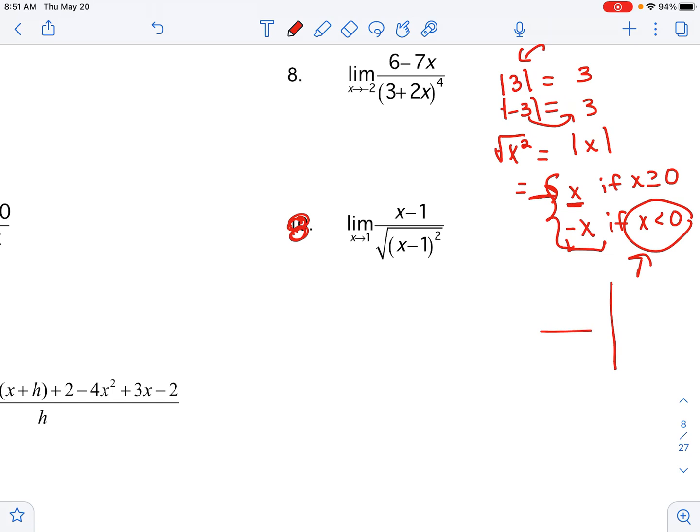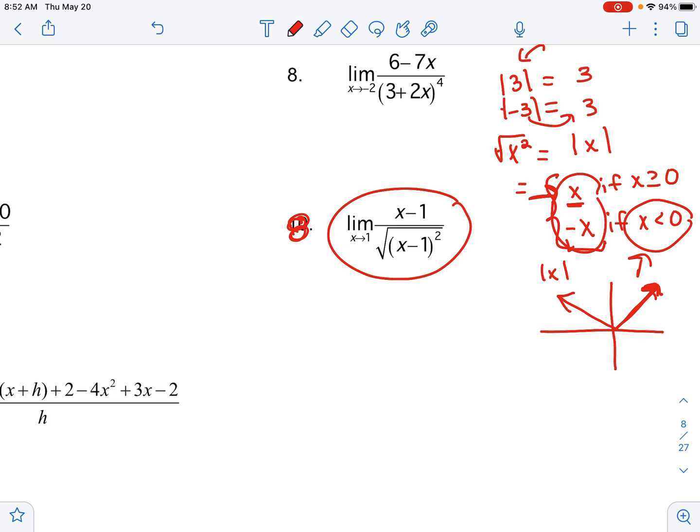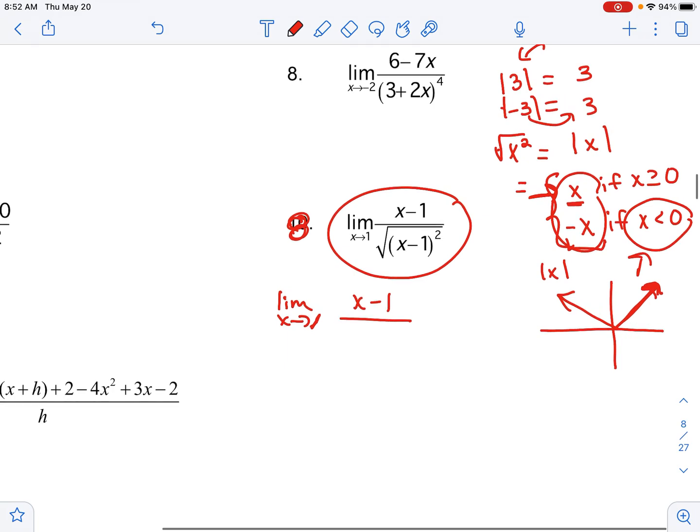Or another way to think about it is the graph of absolute value of x. This is the right side of the graph. When x is at least 0, you have x. And then the other equation, the left side, is negative x, right? These are your two pieces that make the absolute value graph. So when I look at a problem like this, you need to think about that the bottom, the square root of x minus 1 squared, is really the absolute value of x minus 1.